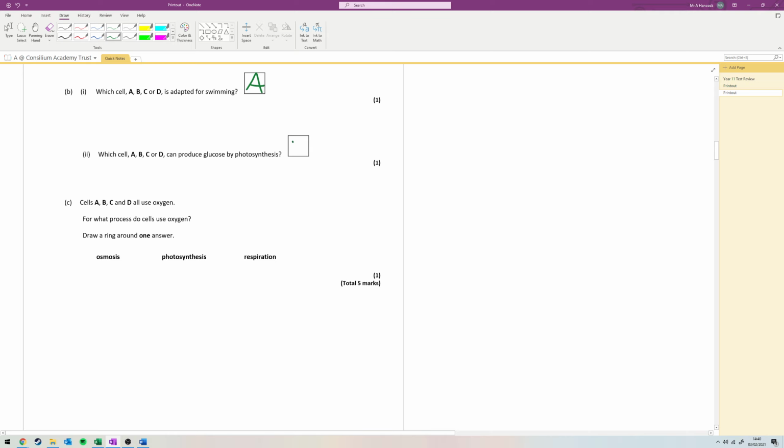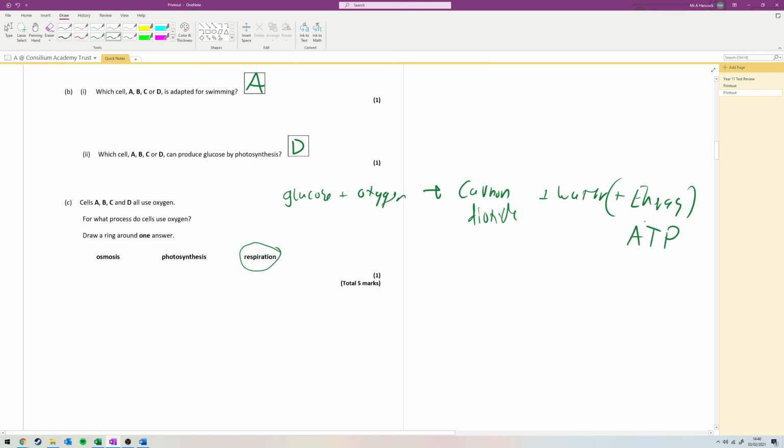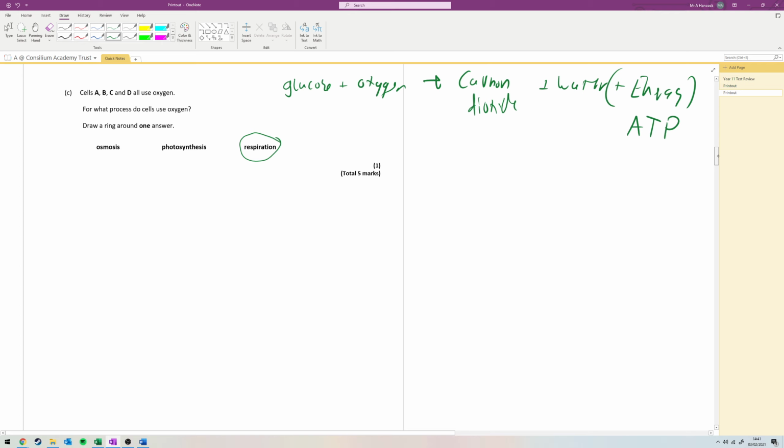Okay. D. Cells A, B, C, and D all use oxygen. For what process do cells use oxygen? That is respiration. Remember, you have glucose plus oxygen makes carbon dioxide plus water, and the important bit, plus energy. We call that the actual adenosine triphosphate, or ATP. You learn that in A level. Or if you do triple, Mr. Kwok will probably tell you about that anyway when you do triple biology.